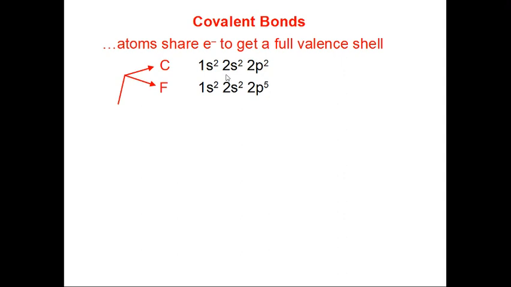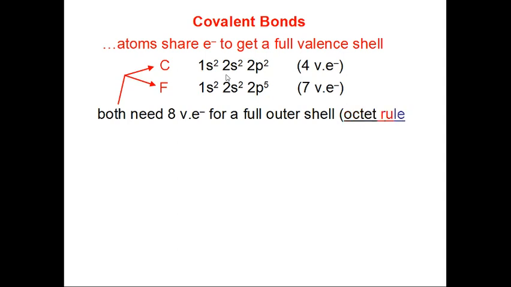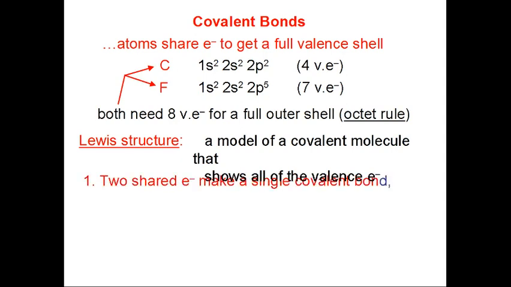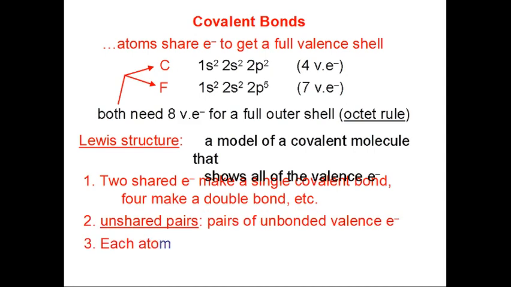So the easiest way to look at covalent bonds is to draw what's called Lewis structures or electron dot diagrams. This is a vocabulary word for this week, but electron dot diagrams. It's pretty much just a model where you show all of the valence electrons, and you just do it as dots. And that looks kind of ugly there. But 2 shared electrons make a single covalent bond, 4 make a double bond, on and on. We'll talk about that in a second.